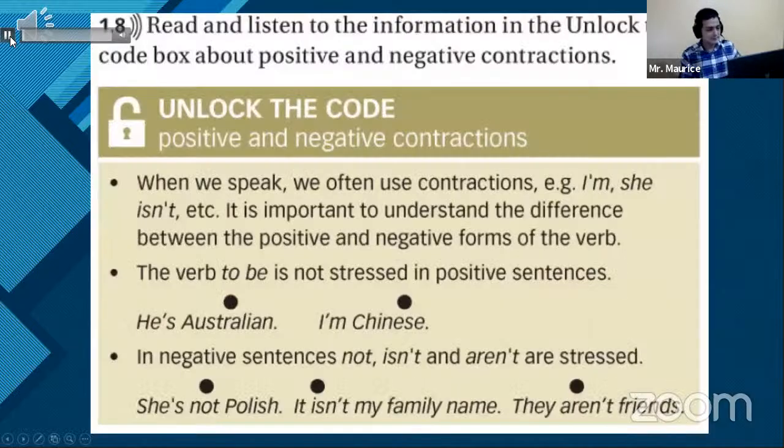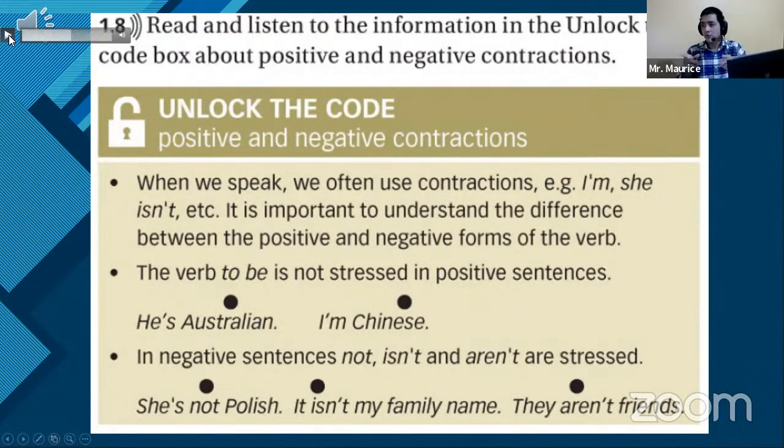Audio 1.8. Positive and negative contractions. When we speak, we often use contractions. For example, I'm, she isn't, etc. It is important to understand the difference between the positive and negative forms of the verb. The verb to be is not stressed in positive sentences.